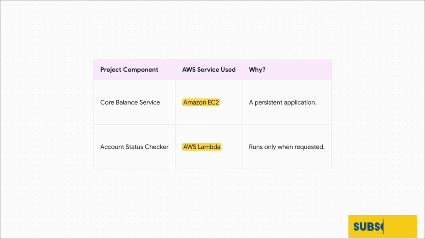This shows you exactly how you pick the right tool for the job. Our core balance service, that needs to be on all the time, ready to handle transactions at any moment. That's a perfect job for our EC2 virtual server, our always-on car. But the account status checker, that only needs to run when a user actually asks, hey, what's my balance? That is the perfect job for our on-demand Lambda function, our taxi. And you see, this isn't just a tech decision, it's a smart business decision, because you're not paying for a server to just sit there doing nothing.